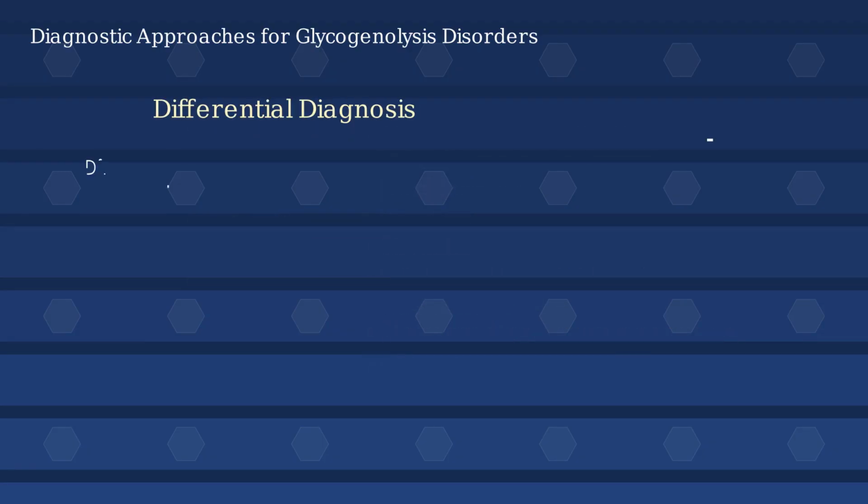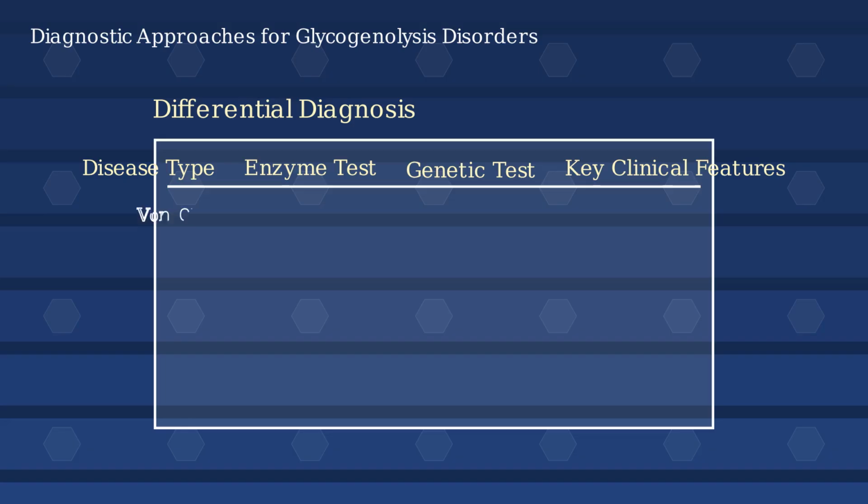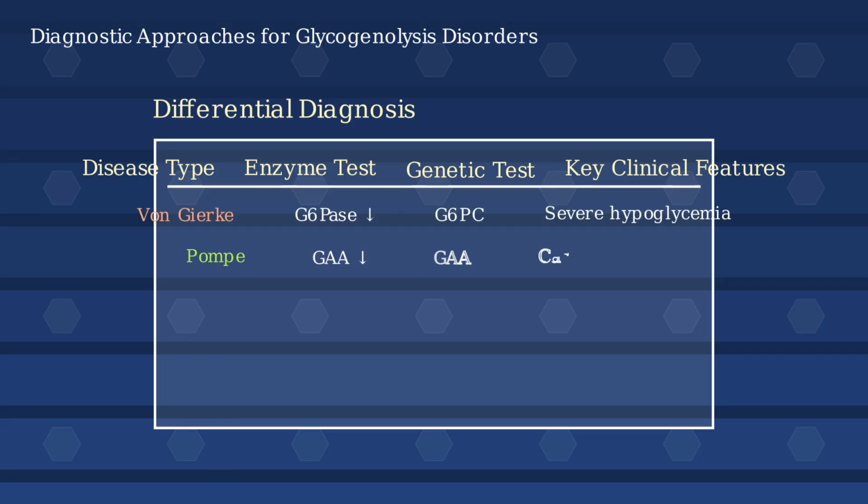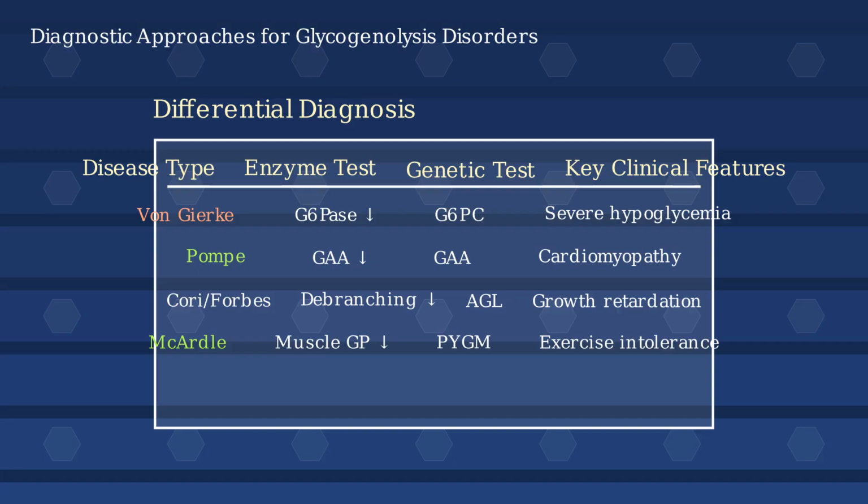By combining different diagnostic approaches, clinicians can differentiate between various glycogenolysis disorders. Each disorder has a unique pattern of enzyme deficiencies, genetic mutations, and clinical features. This comprehensive approach ensures accurate diagnosis, which is essential for proper management and treatment.